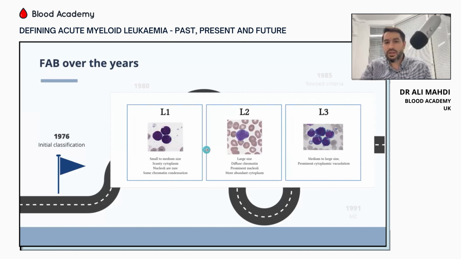And then in slightly older patients, lymphoblasts were often described as L2, where they were slightly larger, had a more diffuse chromatin pattern, prominent nucleoli, and more abundant cytoplasm. And then they also recognized patients with an L3 phenotype, which would now often be recognized as patients with Burkitt lymphoma or leukemia, with these very prominent cytoplasmic vacuoles as well.